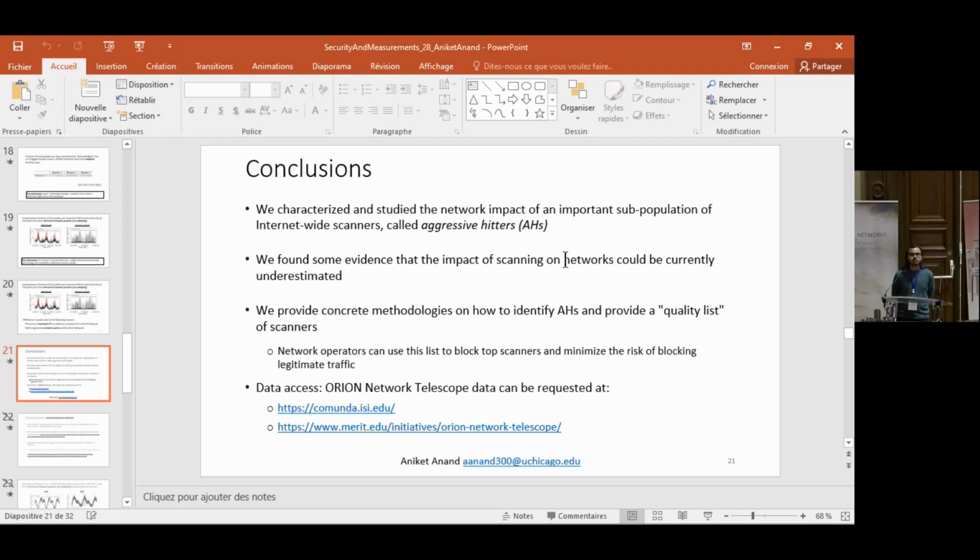GitLab page. Yeah. Then the second question is, can you give more insights about actually the scanning activity here? So what were the packets that you observed? Over the payload sizes, any other information?